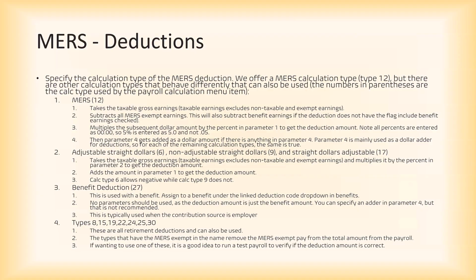The types that have the MERS exempt in the name will remove the MERS exempt pay from the total amount from the payroll. So there's like MERS exempt adjustable straight dollars, MERS exempt non-adjustable straight dollars. So if they have the name MERS exempt, they will remove the MERS exempt pay.